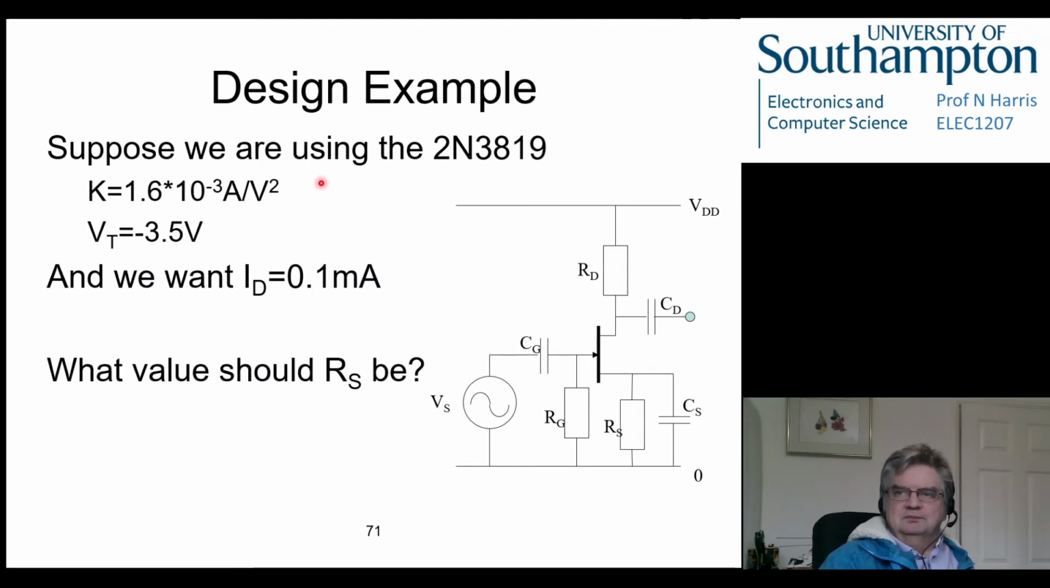Right, so as an example then, let's use this 2N3819, which has KT of that, and a threshold voltage of minus 3.5 volts, and we want the bias current to be 0.1 of a milliamp, because we know that that gives us a nice gain of 28. What value should RS be? So RS is this new resistor we've introduced here, which is the thing that's going to allow us to adjust this VGS voltage. Which value should it be?